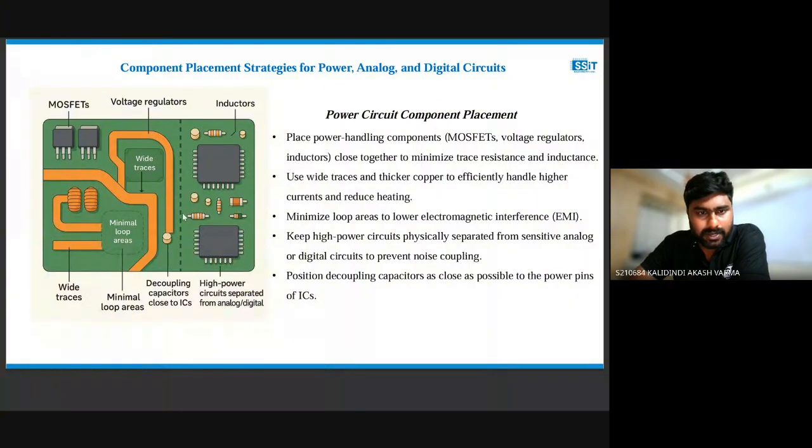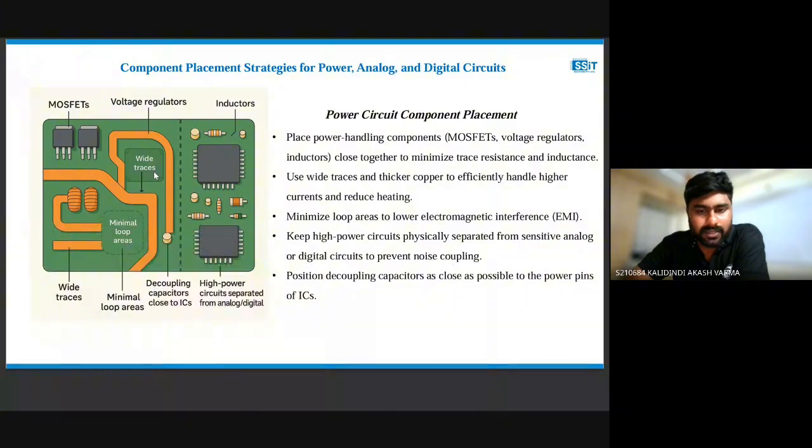We should maintain separation between analog circuitry or digital circuitry and the power segments. MOSFETs and voltage regulators are the power related components. We should maintain separation from analog and digital circuitry, and the track length should be minimized, while the width should be very high. So these are some of the things we need to follow.